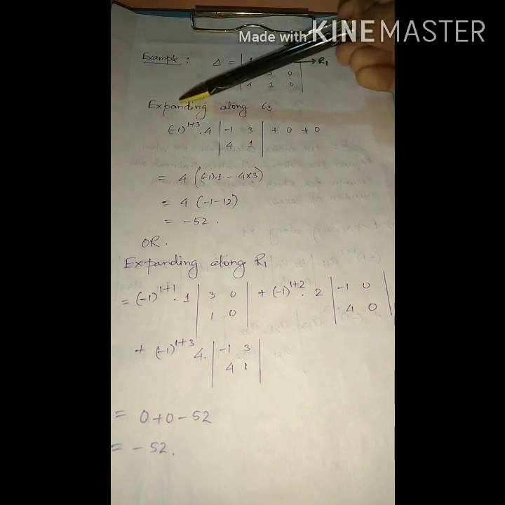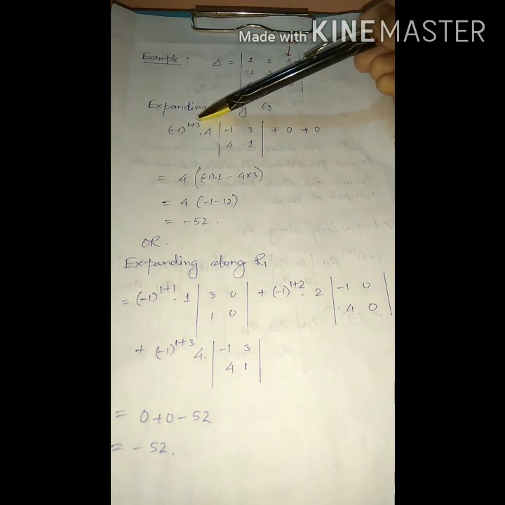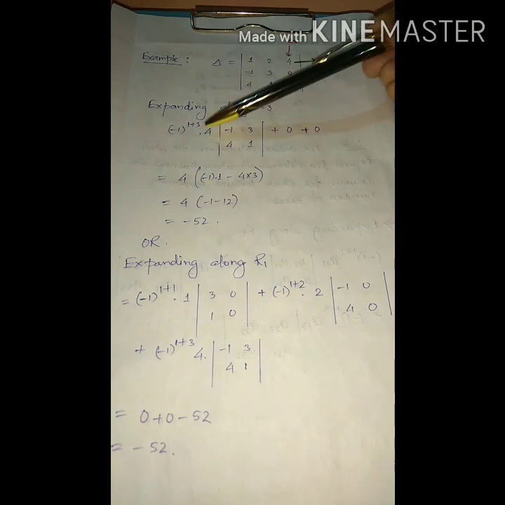So that's why it is written expanding along C3. If you expand along C3, we start from the first element. What is the position of this element 4? First of all, we write down the row and then the column. So this one is first row, third column. So the position is 1, 3. That's why we write minus 1 to the power 1 plus 3. And then we write the element 4.